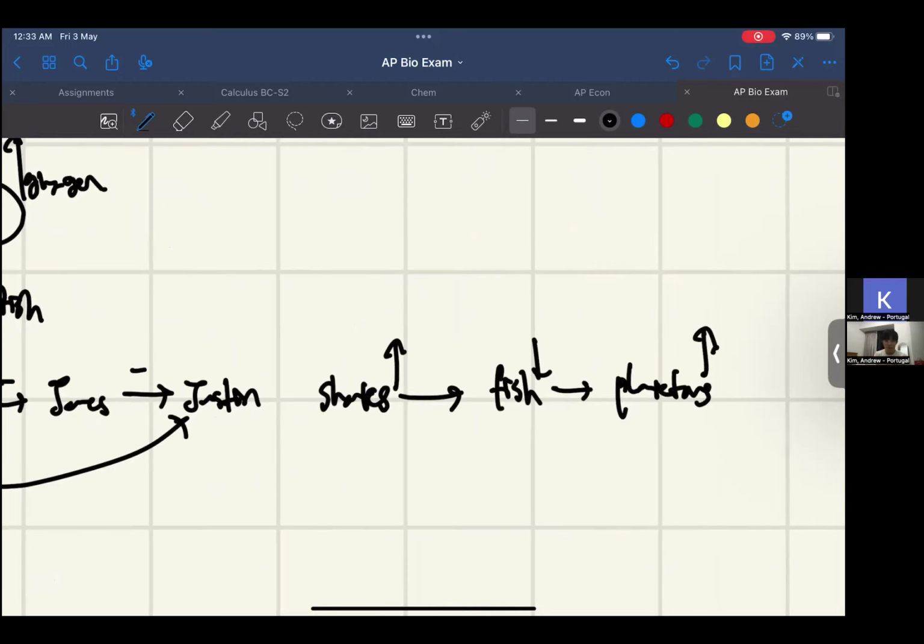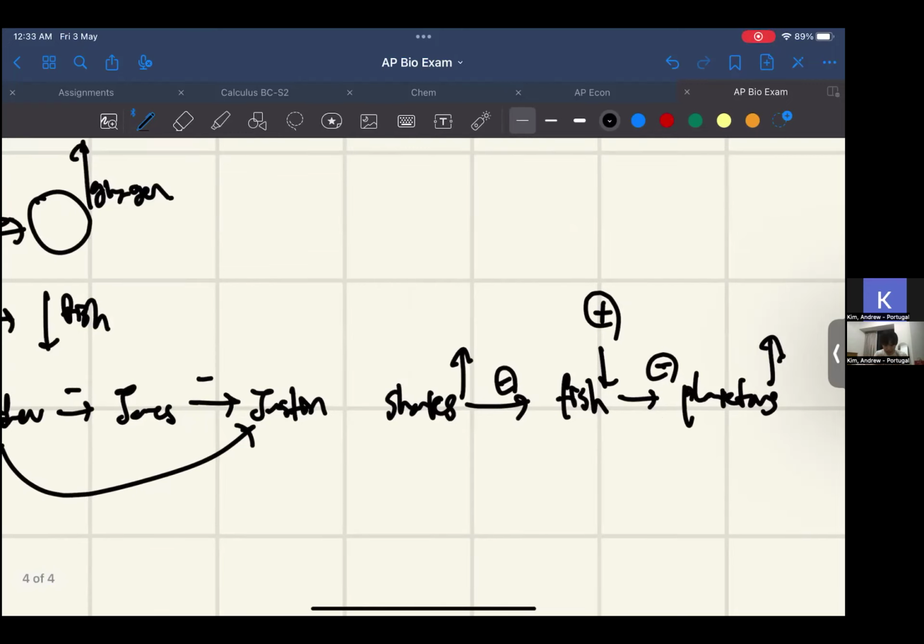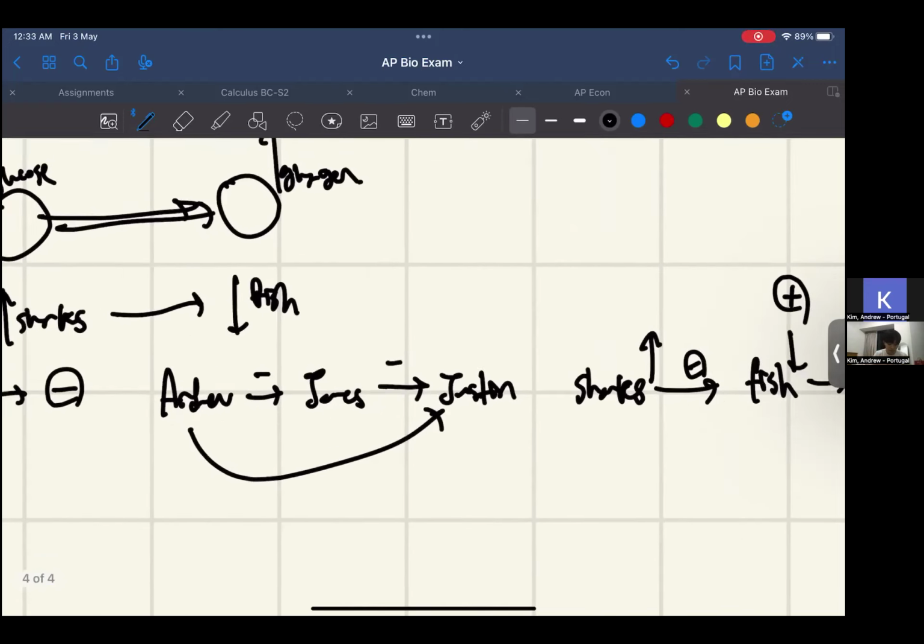It's a double negative because as shark increased, fish decreased, and as fish decreased, plankton increased. So both of these relations were negative relations, but as we combine two negative relationships, we get one positive relationship. As shark increased, plankton also increase, right? This relationship is called double negative relationship.